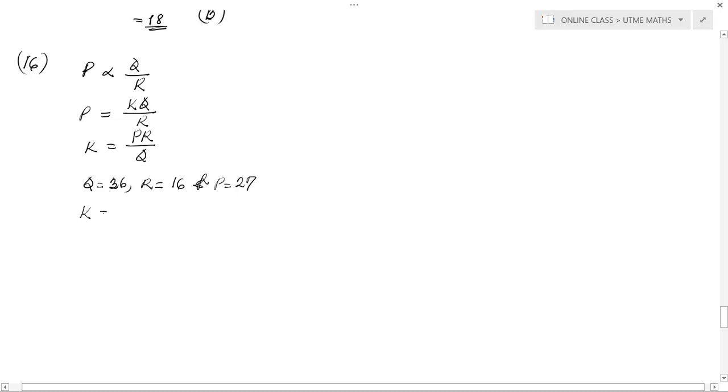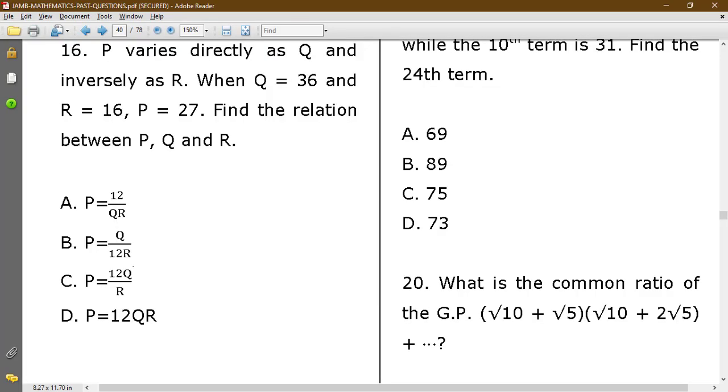So from here, when they say find the relationship, just find K and substitute for K in the equation. That's all. So we have K equals P, that's 27 times R 16, all divided by 36. 9 here 4, 9 here 3, 4 here 1, 4 here 4. So K is 3 times 4, which is 12. So let's see which one.